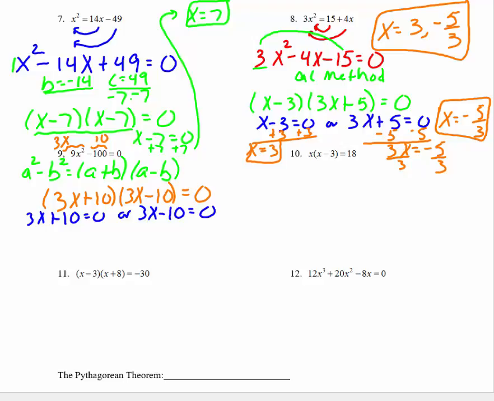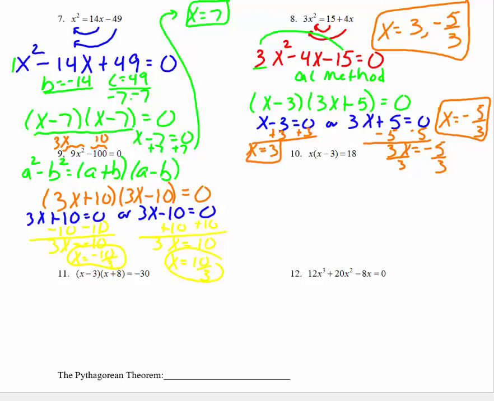Solving each equation, I would subtract over the 10 on the first one, and I'd get 3x equaling negative 10. So x would equal negative 10/3. On the second one, I would add the 10 over to the other side. So I get 3x equaling positive 10. Divide by 3 on both sides, so x would be equal to a positive 10/3.